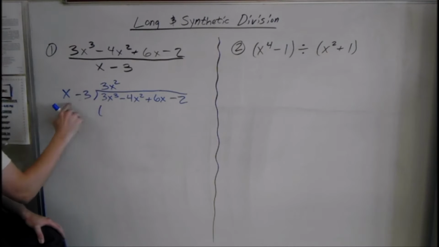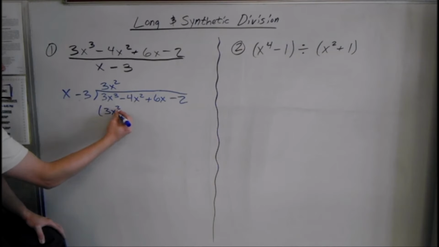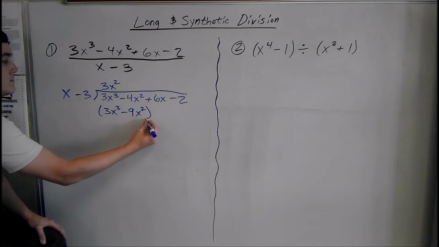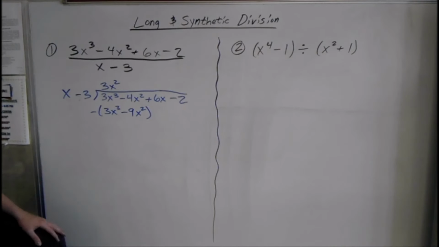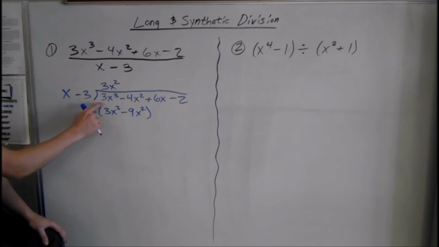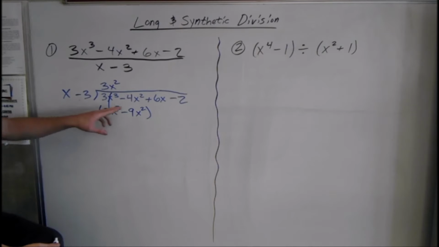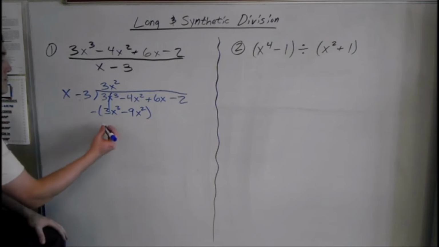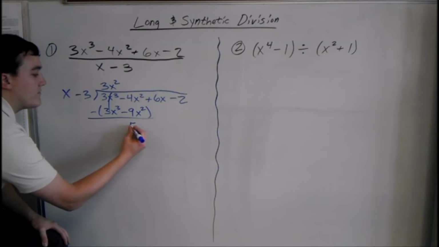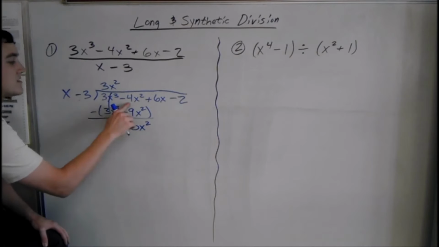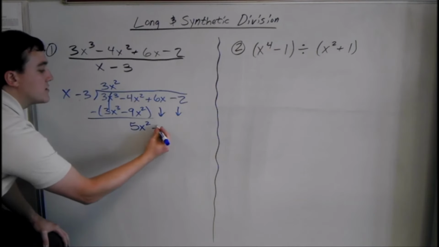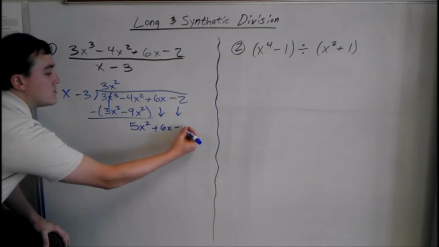Alright, so we have 3x squared times x is 3x cubed. 3x squared times negative 3 is negative 9x squared. And we're minusing it, just like before with regular division. These should always cancel out. If they don't, you did something wrong. So we cancel them, and then we have negative 4x squared minus negative 9x squared. Minus negative means plus. So here we get 5x squared, because it's negative 4x squared plus 9x squared. And then the rest drop, just like before. Plus 6x minus 2.